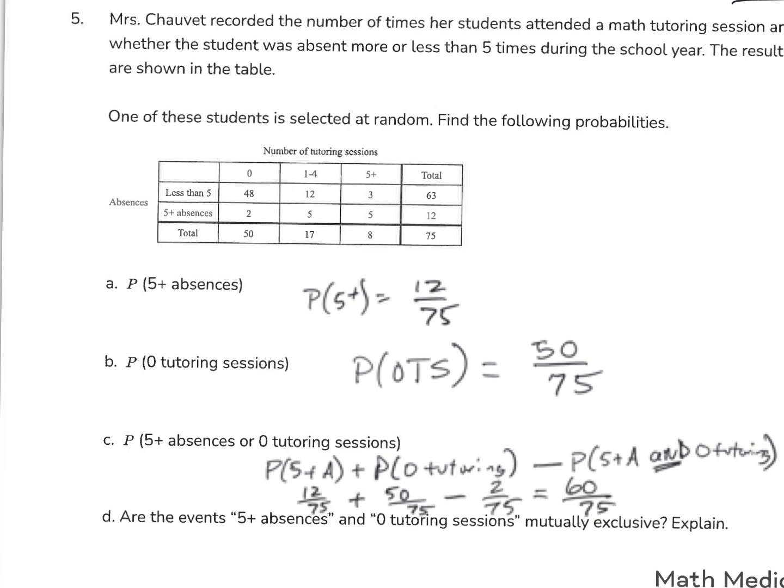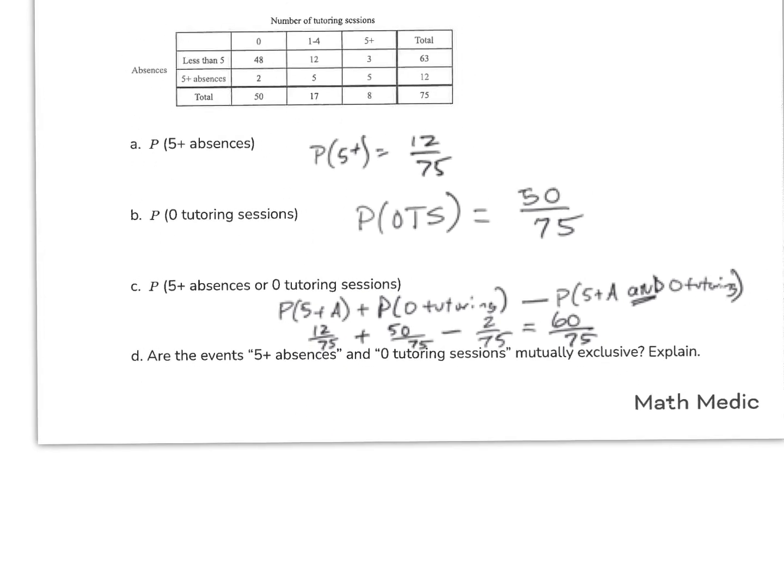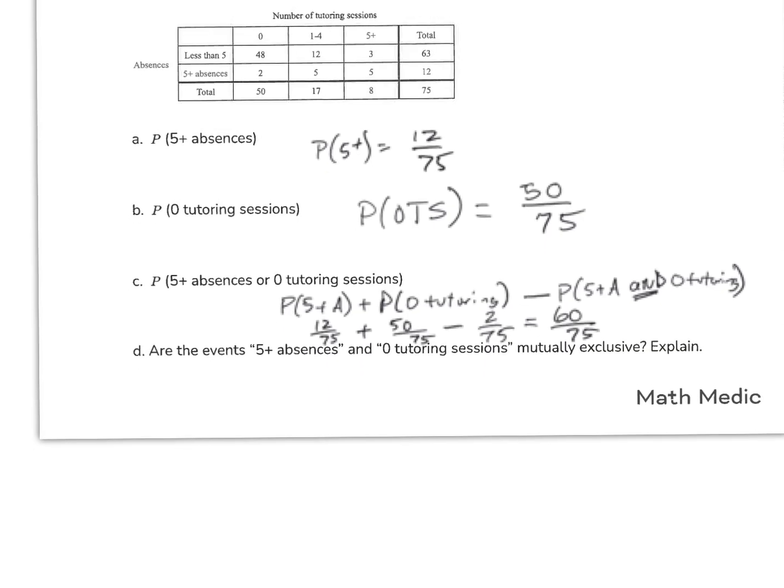Are they mutually exclusive? They are not mutually exclusive, these two events, because they can occur at the same time. There's two students who have both. No, they are not, because both events can happen at the same time.